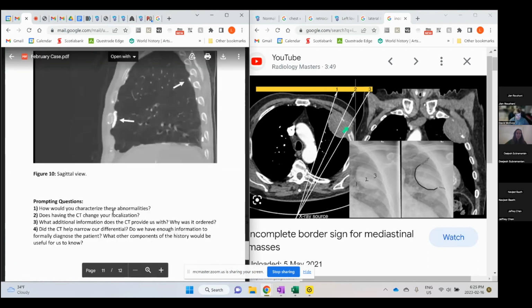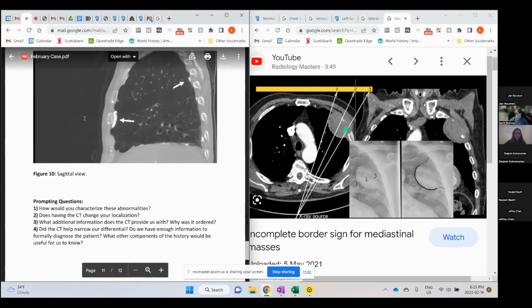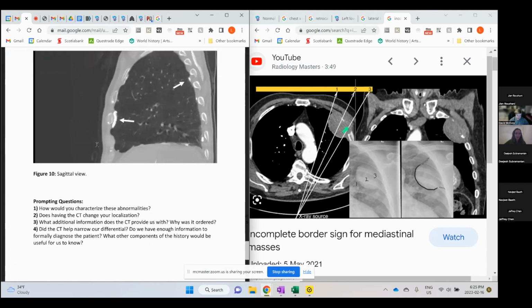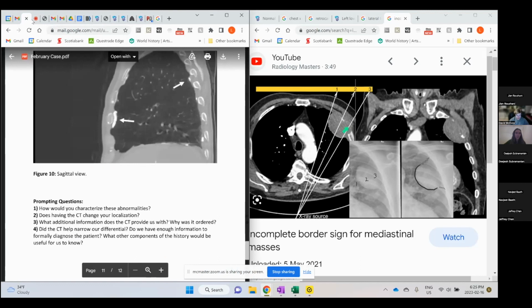How would you characterize these abnormalities? I'm not really sure how we would answer this question. Okay, does anyone know why the CT was ordered, or want to take a stab? You can answer any of these questions. You have enough information.